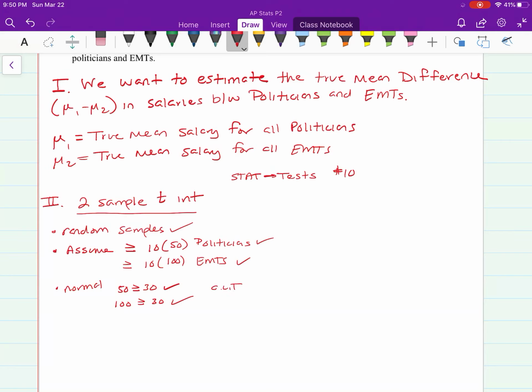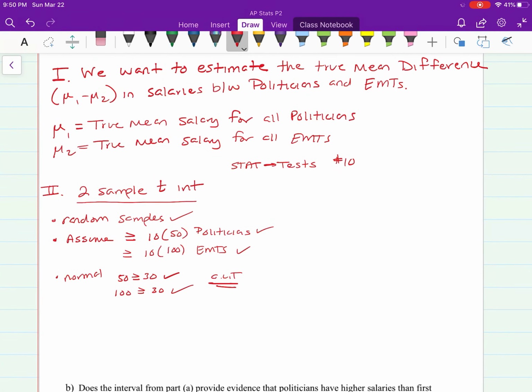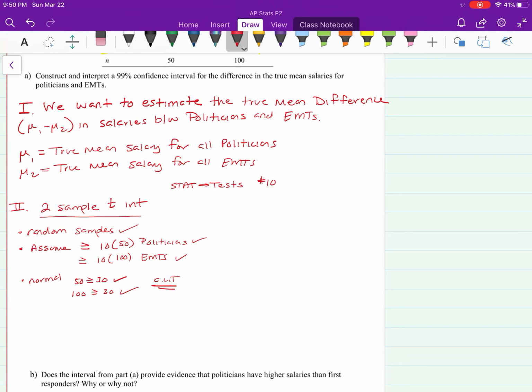This is also known as the central limit theorem. I'm going to go in there, boom, just for some extra flavor. All right, so step 3, formula time.